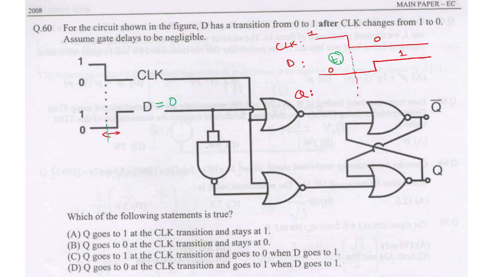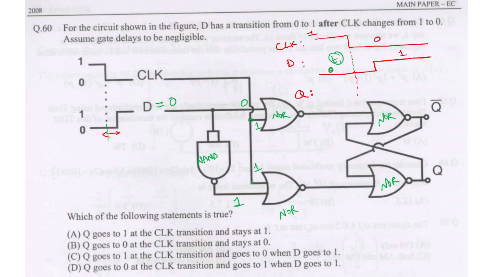This is 0. This is a NAND gate, so this will become 1. These are NOR gates, NOR, NOR. This is NAND. This 0 is applied here. But at this point, when D is 0, clock is also 1, right? So this one is applied here. This one will be applied here.